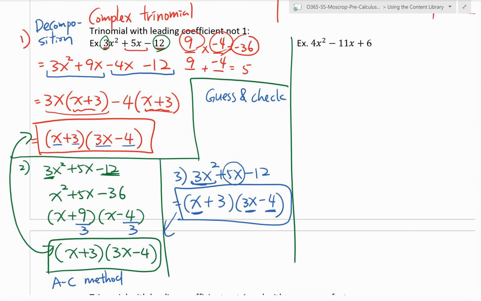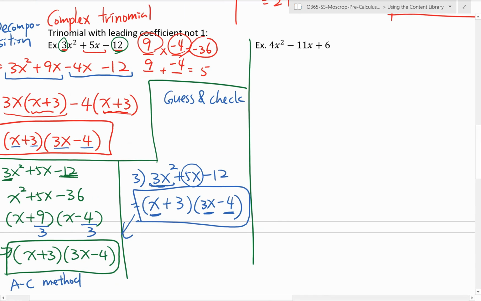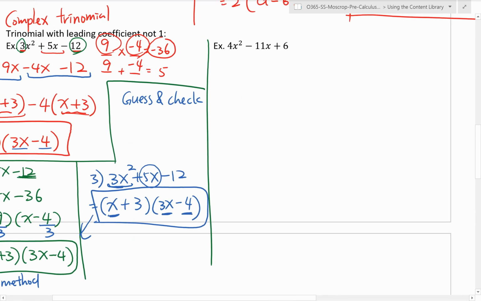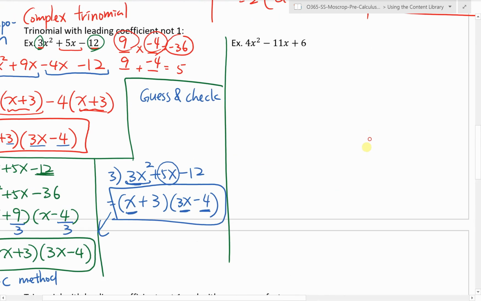Right now, I don't use any of these 2. I just guess and check. Okay, so I think once you do enough, guess and check is the best. Sometimes though you do get stuck because it's not that easy to guess and check. So your choice. You pick which method you prefer. It doesn't really matter to me.